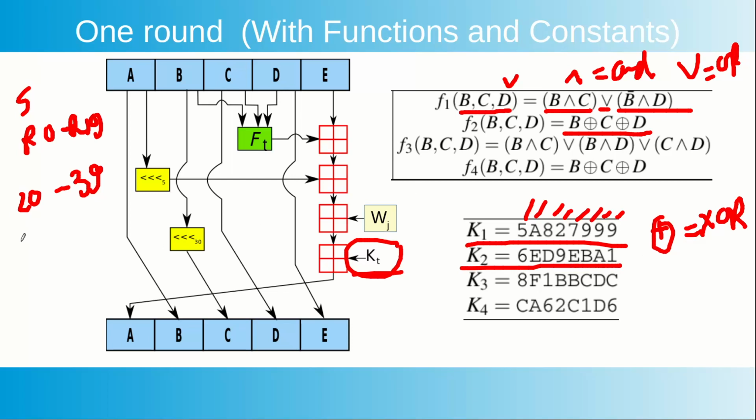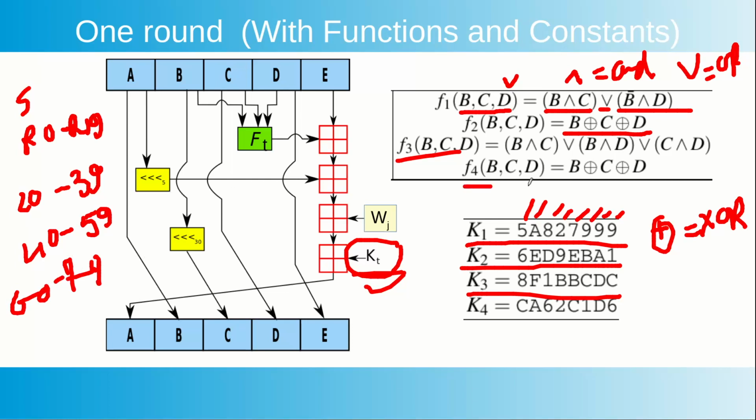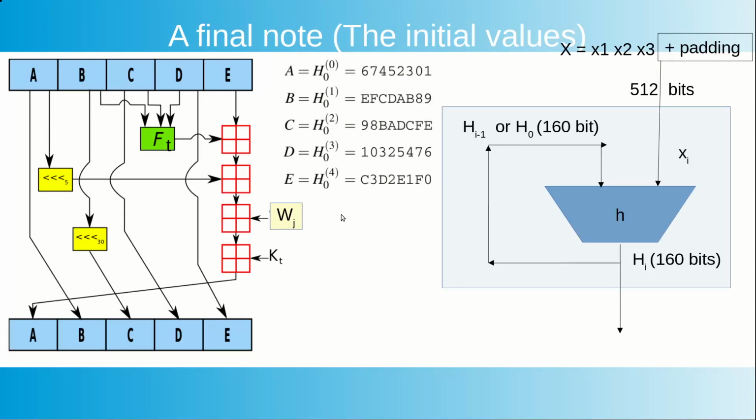For stage number 3, that is round number 40 to round number 59, we will use this function, and the corresponding constant we will use here is this constant. And for stage number 4, which is from round number 60 to 79, we will use this function. Recall, this function and the second function are essentially same, but we will give it a different name, B XOR C XOR D, and the corresponding constant is this constant. So that is our SHA-1.